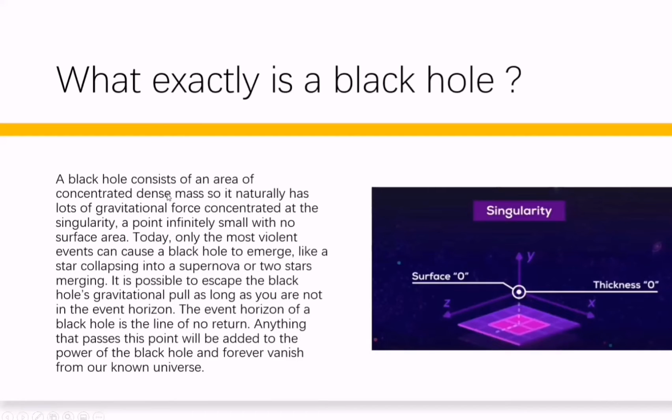A black hole consists of an area of concentrated dense mass, so it naturally has lots and lots of gravitational force. All of this gravitational force is concentrated at the singularity. It has no surface and no thickness. So we don't exactly know what it is, we only know that it's there, and we don't know what it looks like.